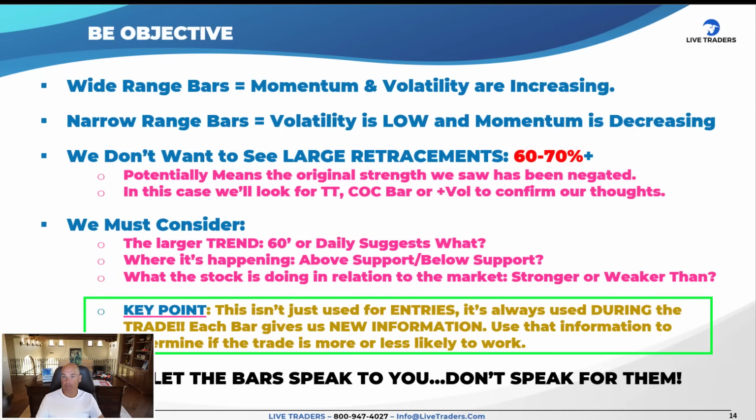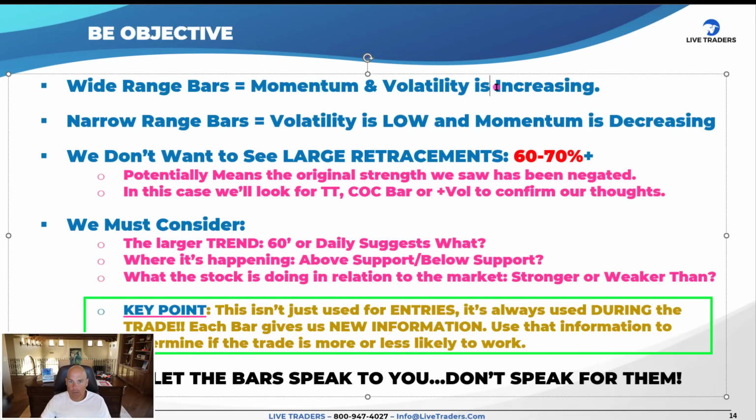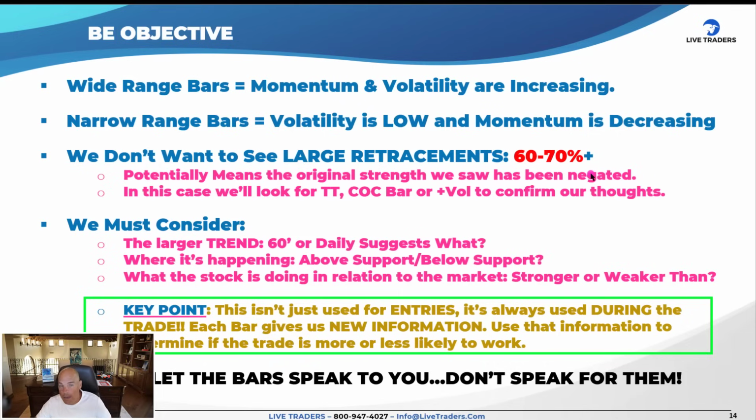Next, wide range bars equal momentum and volatility. I shouldn't say "are," I don't know why that's in there. It's both. My bad. Anyway, with wide range bars, momentum and volatility are increasing. Volatility doesn't necessarily mean it has a 50-cent spread. It just means quick, fast price action, preferably and hopefully in your direction, right? So the momentum moves up and volatility increases, but it increases in your direction.